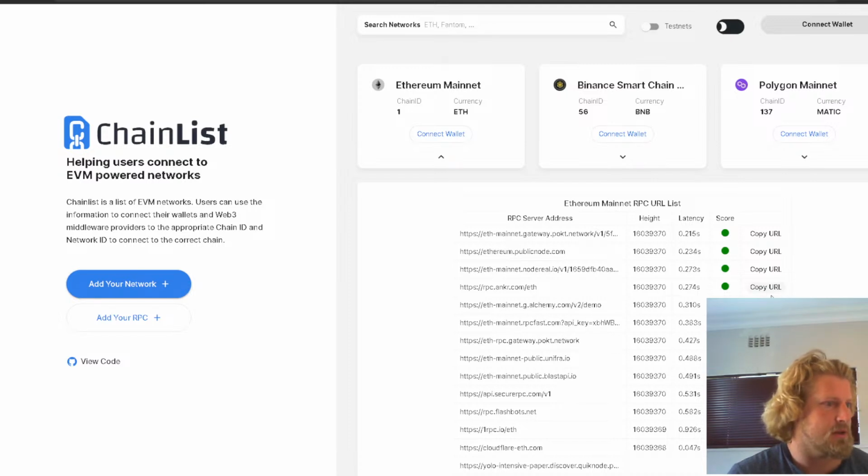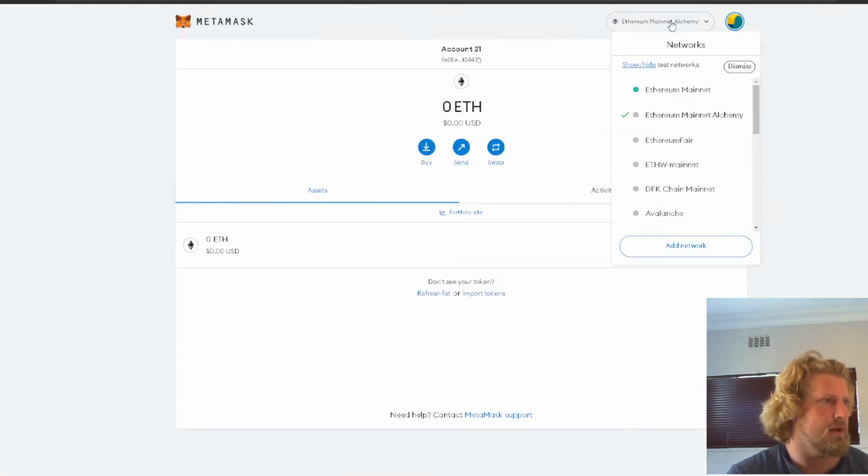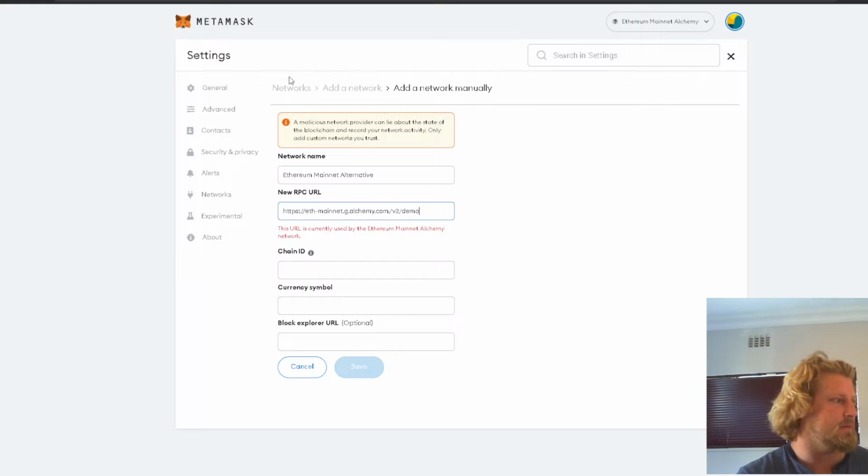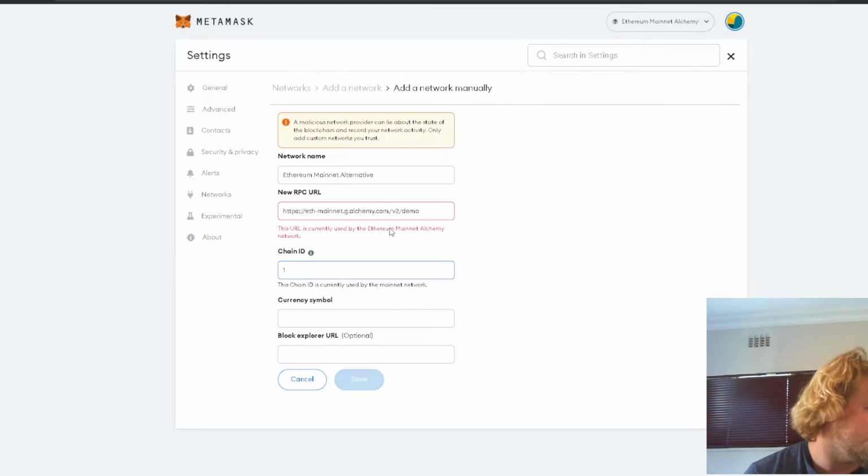Once again, you're just going to copy your URL here. You're going to add a network, add it manually. The name does not matter, but it needs to be simple so you know what it is. So we call it Ethereum mainnet alternative, or any name that you want. Paste the RPC that you've copied back here. The chain ID is 1. This URL is currently used by Ethereum mainnet network.